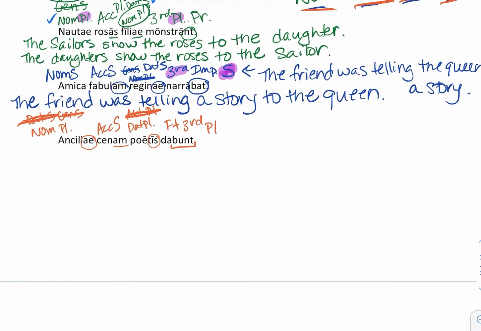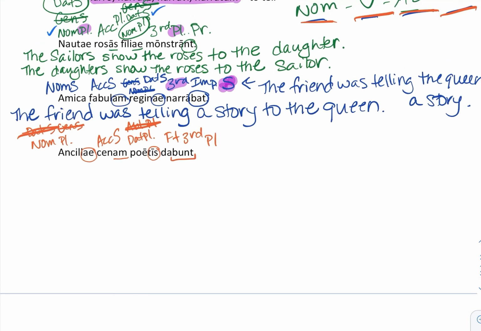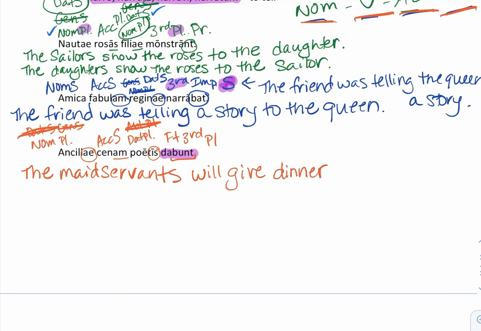So ancillae, scoot this up here a little bit, means the maidservants. Make sure that you are making that plural. Dabunt. Here is our giving, showing, telling verb. So that's our clue. The maidservants, and it's future, will give. What will they give? They'll give the accusative. They'll give dinner. To whom? The dative. To the poets.